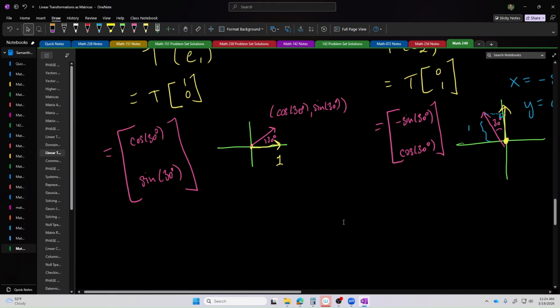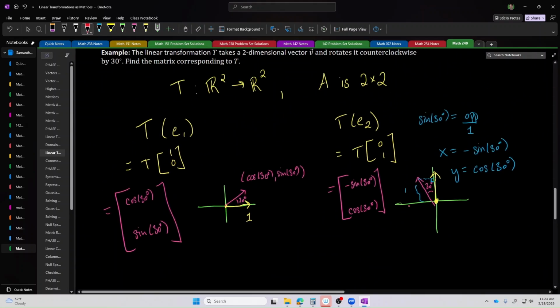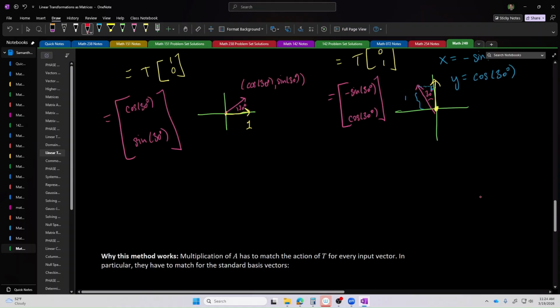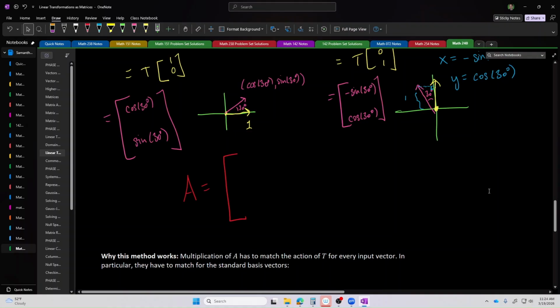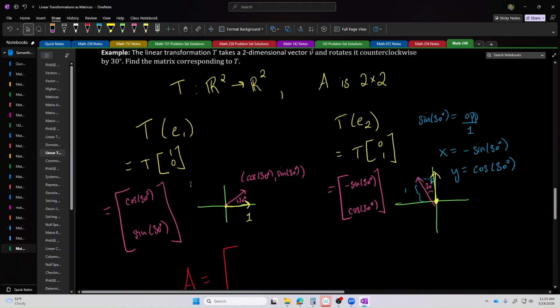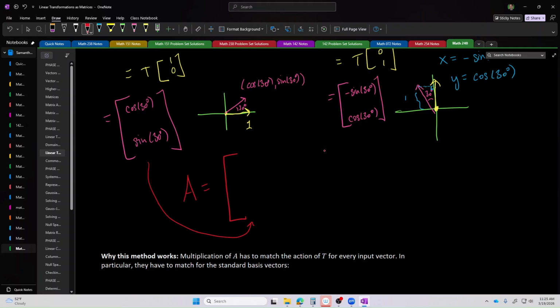So finally, to construct the matrix that corresponds to this rotational transformation, all we have to do is take these two column vectors and use them to build a 2 by 2 matrix. The first column in the matrix is going to correspond to the result of applying T to the first standard basis vector. So the first column of A is going to be this result, cosine of 30 degrees, sine of 30 degrees.